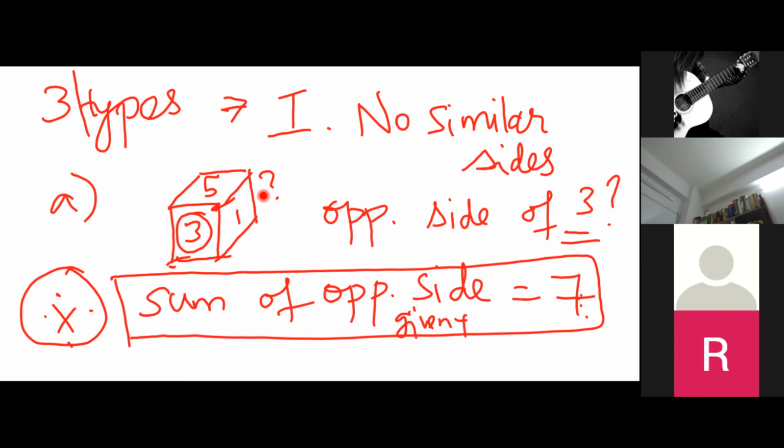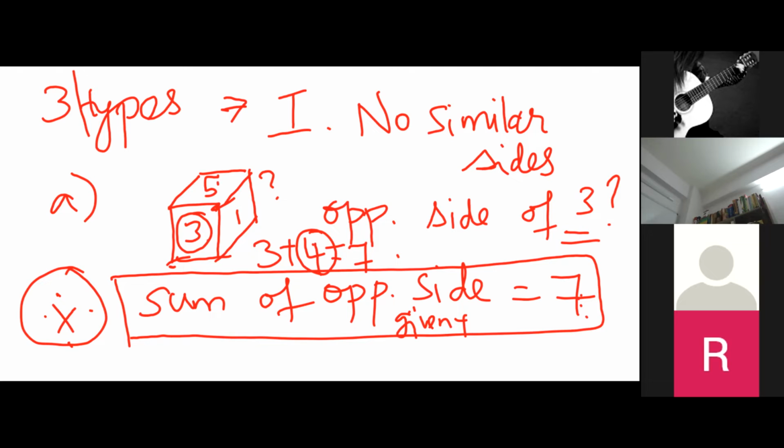So how to find that? You have a trick to solve these sums. That is, the sum of the opposite sides is always equal to 7. Now, I have my given as 3. What should its opposite side be to get the total value of 7? What is 3 plus how much is 7? 3 plus 4 gives me 7, 4. So the opposite side of 3 is 4.